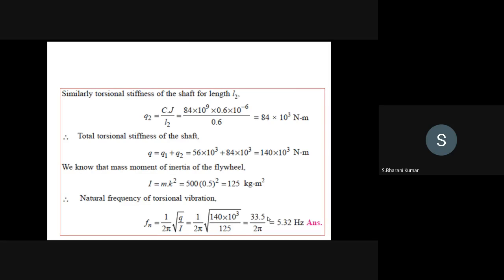In some types of problems, the same question will ask for two frequencies. First you find it for the Q1 value, and then again for the Q2 value. The two frequencies may differ; under some conditions they will be the same, under some they will vary. So the overall frequency is equal to 5.32 hertz.